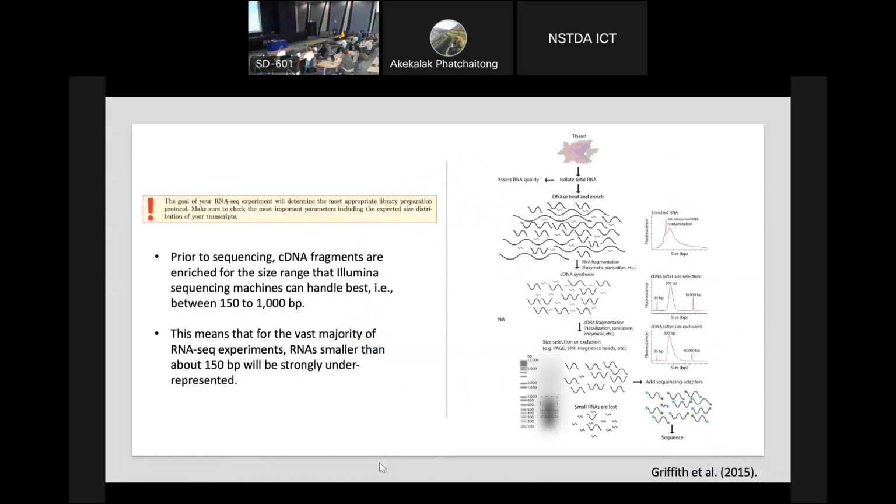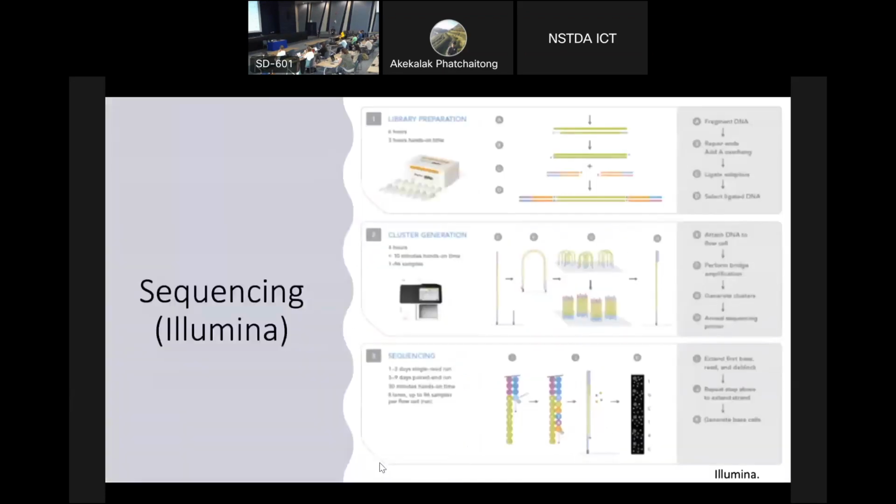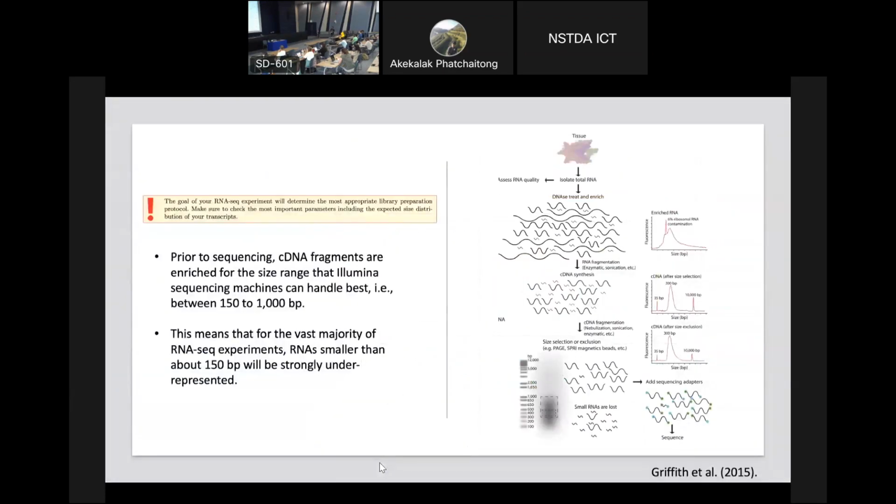Do you know anything about the size that you expect for your RNA? And that's going to impact whatever you do here. So you want to make sure that you select appropriately. Okay, so prior to sequencing, we will do a lot of enrichment for cDNA fragments that would be appropriate for the Illumina sequencing, and that's mostly 150 to 1,000.